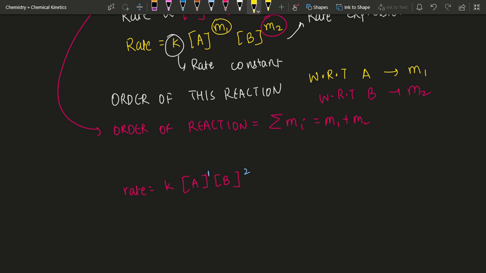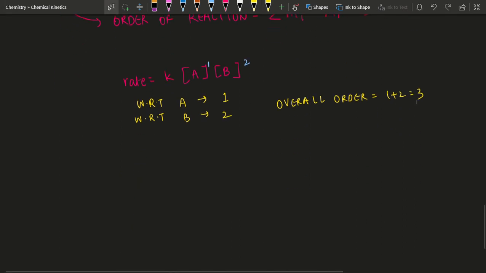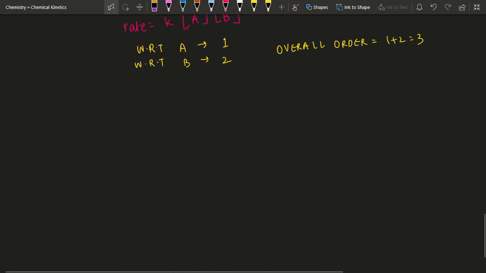So the order of this reaction, whatever reaction that will be, with respect to A is equal to 1. And with respect to B, it's equal to 2. And the overall order is equal to 1 plus 2, and that's equal to 3. Great. And that's basically the introduction to the rate expression, the rate constant, and the order of the reaction. We can continue talking about these rate expressions and orders.